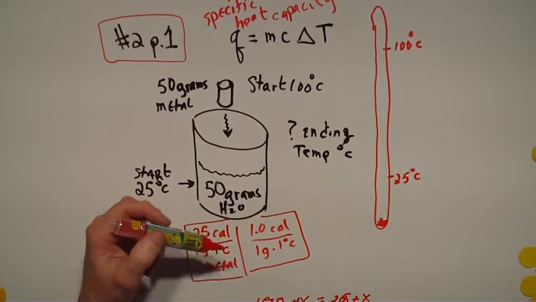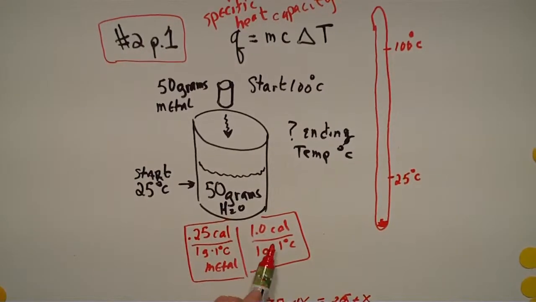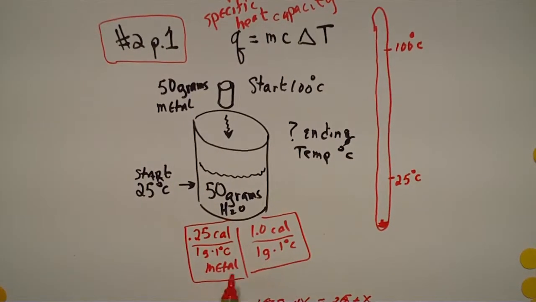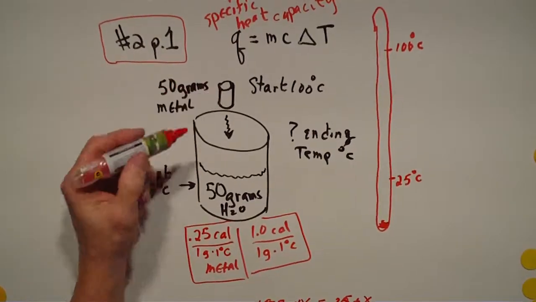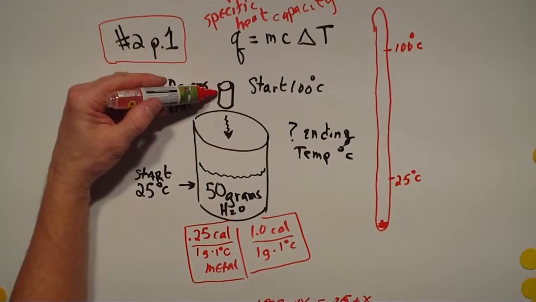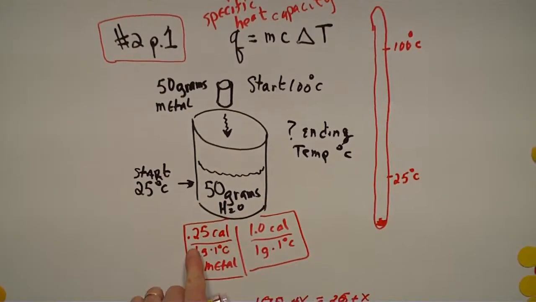In other words, it's going to take 4 times as much energy to move the water 1 degree than it will be for the metal. The metal will tend to change temperature easier than the water because the heat capacity is only 1/4 of water.